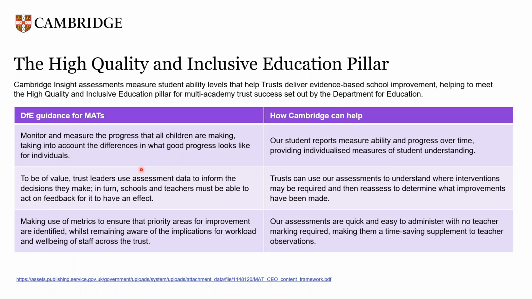And finally, making use of metrics to ensure that priority areas of improvement are identified, whilst remaining aware of the implications of workload and wellbeing. As we know, and I'm sure there's a lot of teachers on this call, it's very important that teachers don't have too much workload and aren't overwhelmed. So part of Cambridge is why we're only online based. Our assessments are only online because there's no marking for the teacher. It's done by our systems and it's quick and easy to administer. That's part of the reason we do that as well. So it saves teacher time, and we have that adaptive nature for the students to help with their wellbeing as well.